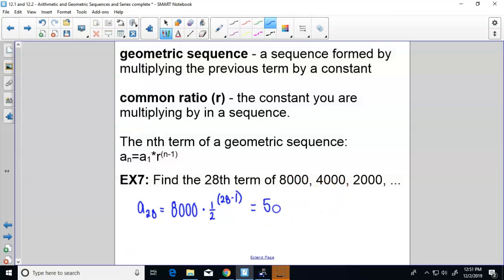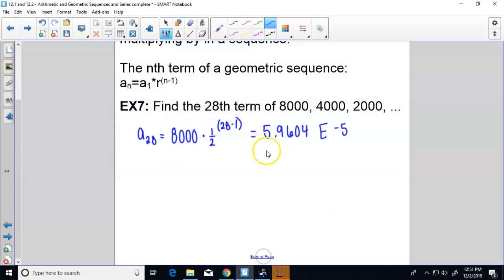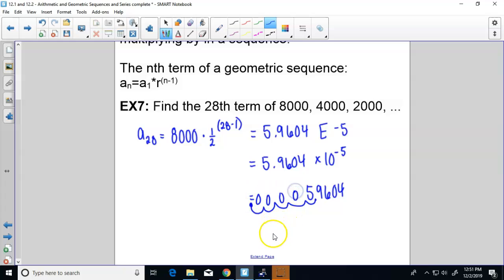5.9604, and then it says E, so we have -5 here. And that is the calculator's way of doing scientific notation. So what this means is 5.9604 times 10 to the -5th. Or if we want to change that back to a standard number, we're going to take that 5.9604, we're going to take that decimal, and we're going to move it 1, 2, 3, 4, 5 places to the left and fill in with the zeros here. So we would have 0.000059604 would be our answer.